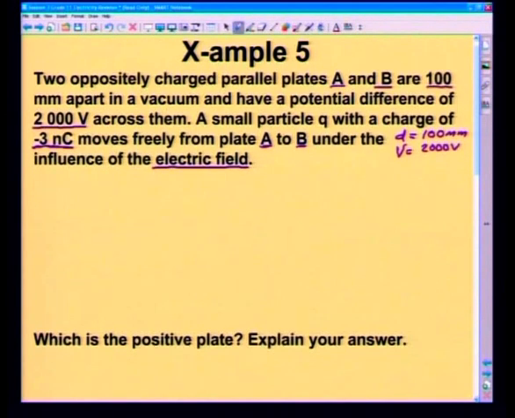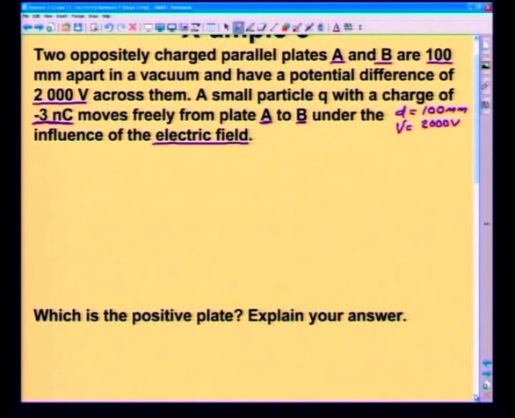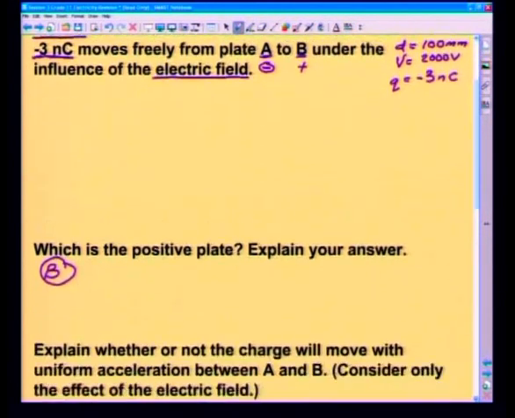Now, the question is, if we have got this small charge, which is -3 nanocoulomb, moving from A to B, which is the positive plate? Explain your answer. Now, this small charge here is negatively charged. If it moves from A to B, it means A is repelling the -3 nanocoulomb charge, moving to B. So B should be positive and A should be negative. So which is the positive charge? The answer is it's plate B. So plate B is the one that is positively charged.